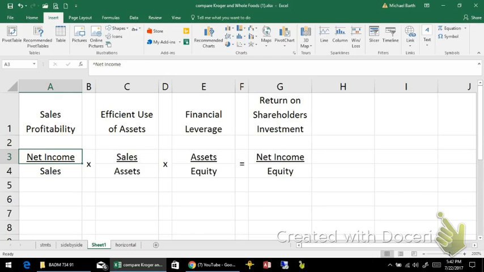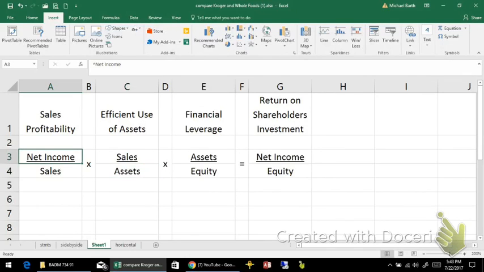Net income per dollar of sales, that's how much profit you make per sale. Sales per dollar of assets is how many dollars of sales you made using the assets you have. The more efficiently you use assets, the greater number of sales you can make with the same given set of assets. If you multiply net income over sales times sales over assets, the sales would drop out of the denominator here and the numerator here, and you have net income over assets, which is the return on assets.